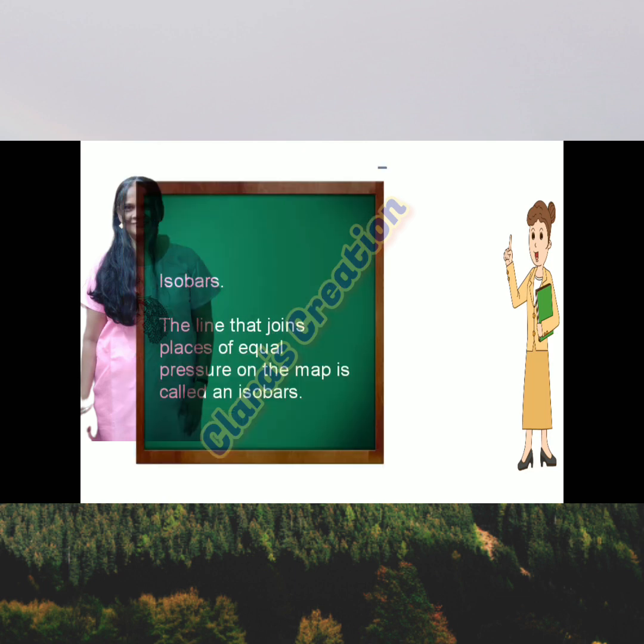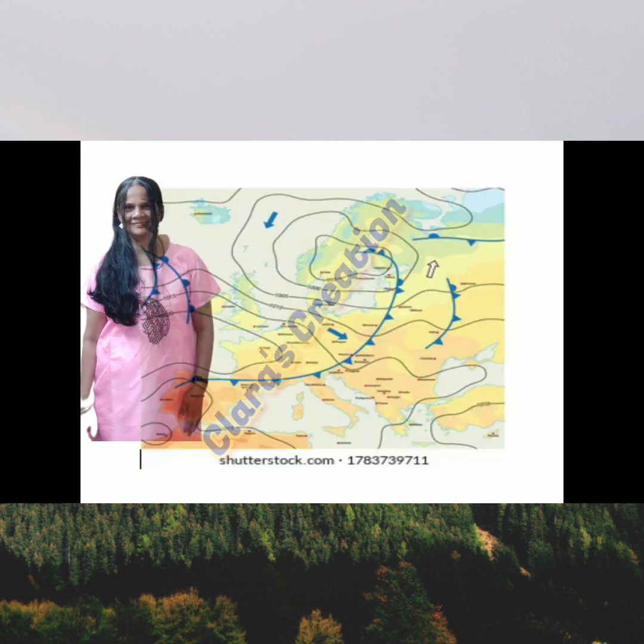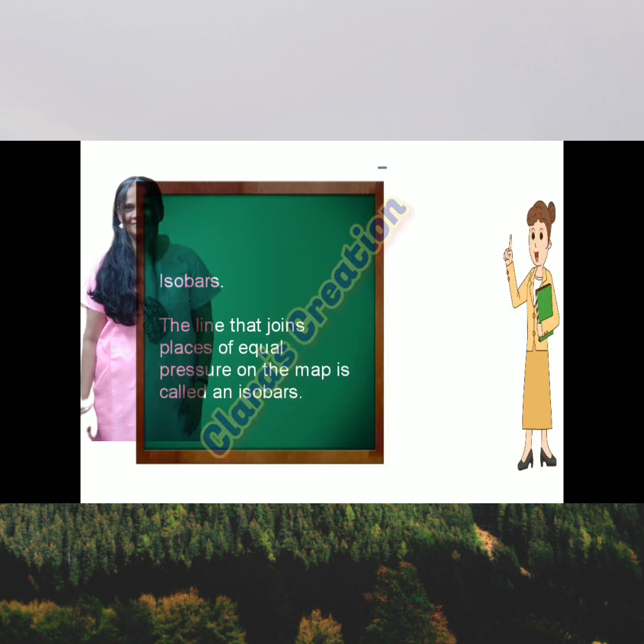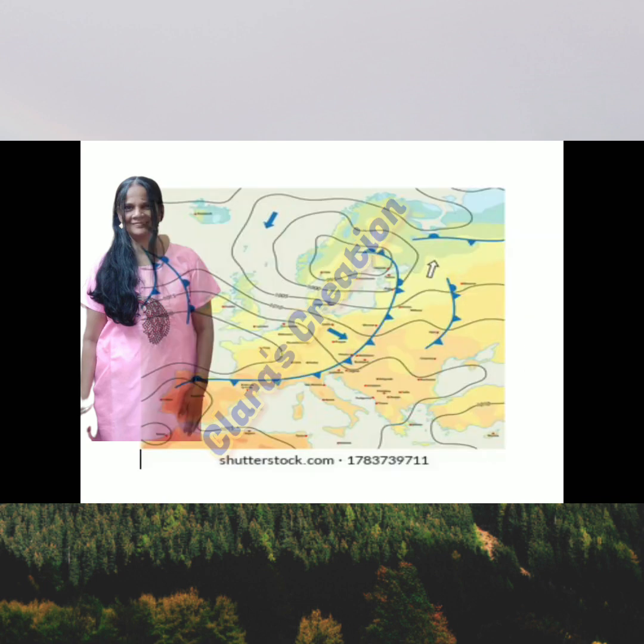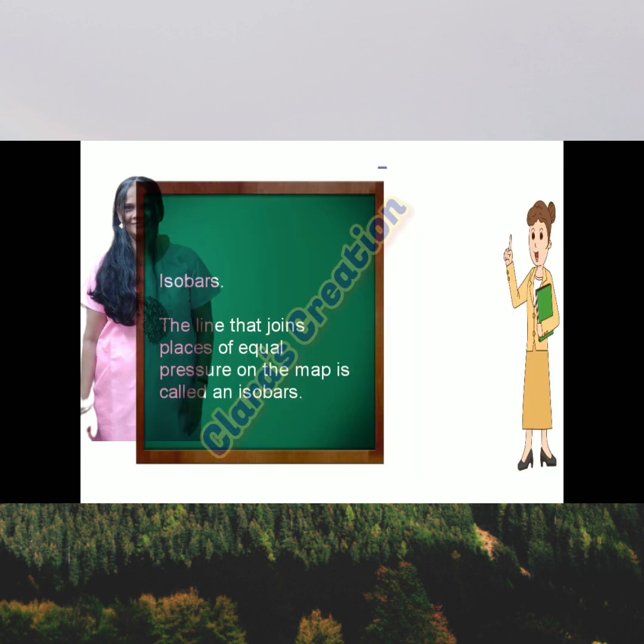Now what is an isobar? Here is the image of an isobar. An isobar is a line that joins places of equal pressure on the map. Here, the places which have equal pressure are joined with the help of this line, which is known as an isobar.